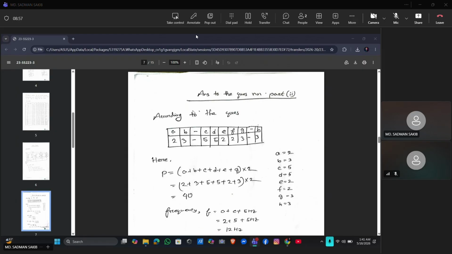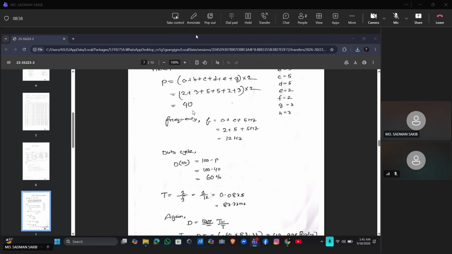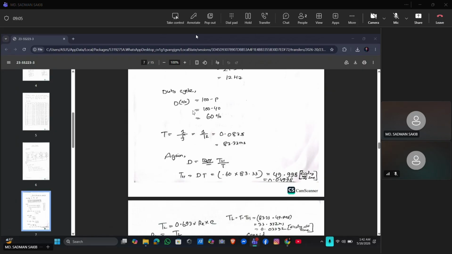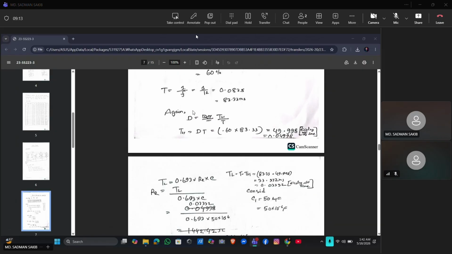Now I will explain the timer calculation. From the given values, frequency is calculated as 12 Hz. Duty cycle is calculated at 60%. The calculations are required for generating the blinking display signal.